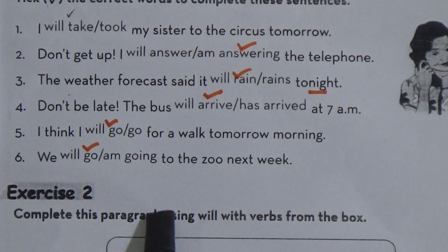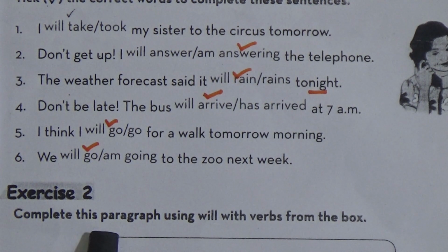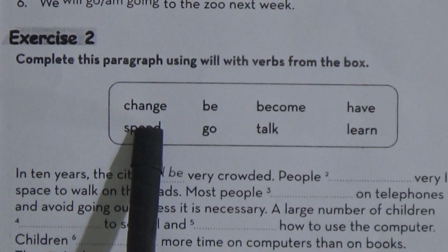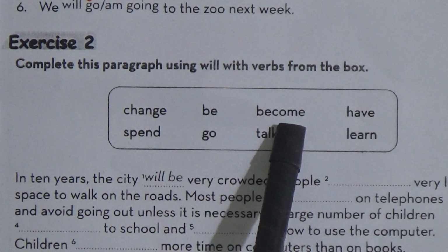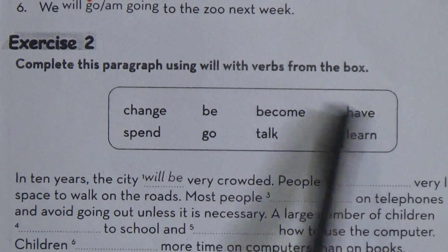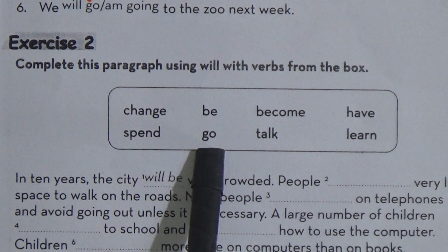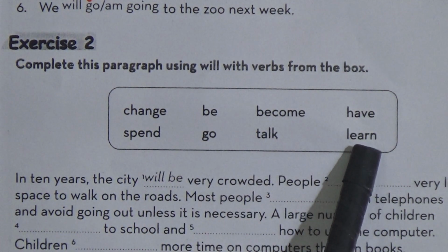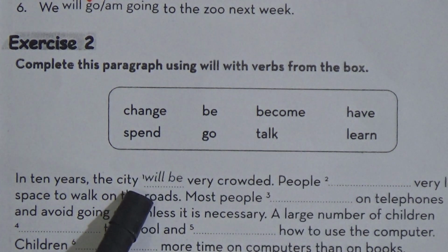Now come to exercise 2. Complete this paragraph using will with verbs from the box. Here some words are given and we have to complete this paragraph with these words using will. First, let's see the words: change, be, become, have, spend, go, talk, learn. Now let's try to fill up the blanks.